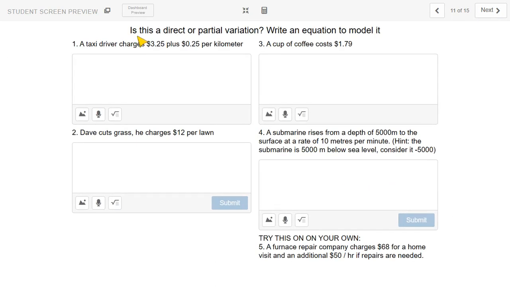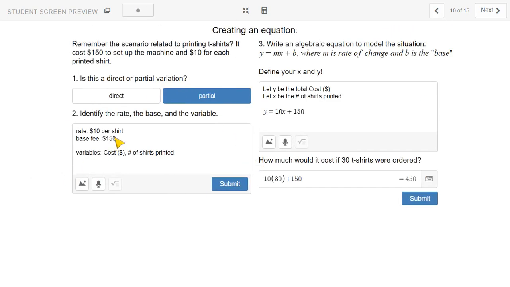Right, another set of questions here. Is this a direct or partial variation? Write an equation to model it. Now we're going to do the same thing that we did here. Identify the rate, identify the base, identify the variables, and then substitute it into our equation that has to be y is equal to mx plus b. And of course, if there is no base, we just ignore the b.